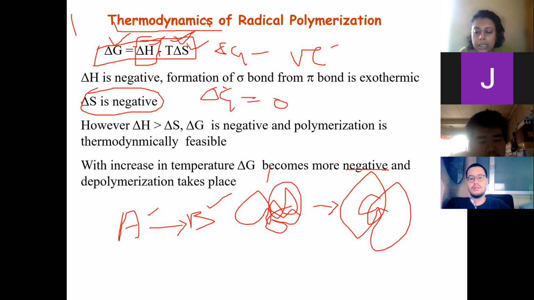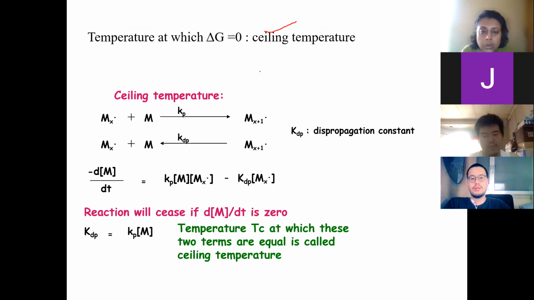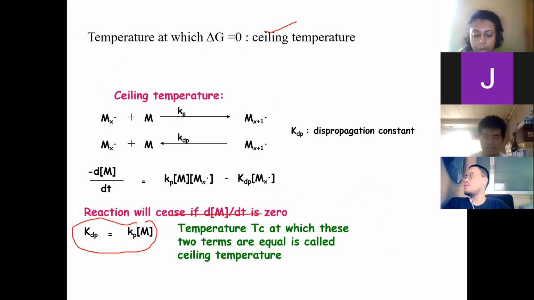That is called the ceiling temperature. So if your reaction exceeds the ceiling temperature, the reaction will stop, and at the ceiling temperature, your degree of depolymerization and polymerization will be the same. And above that, you will get more depolymerization.